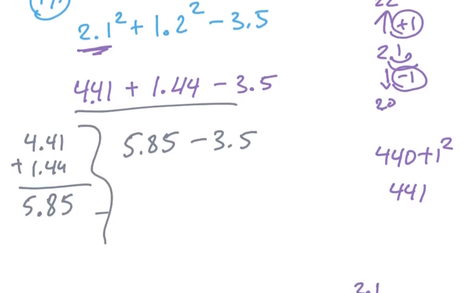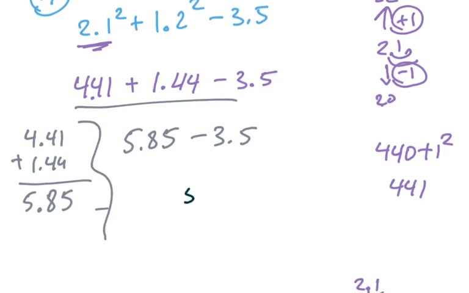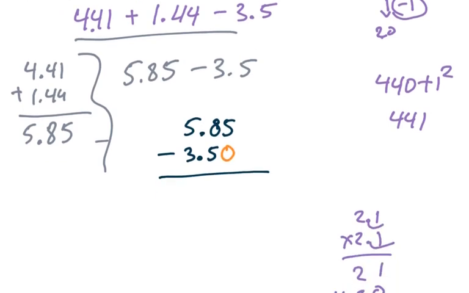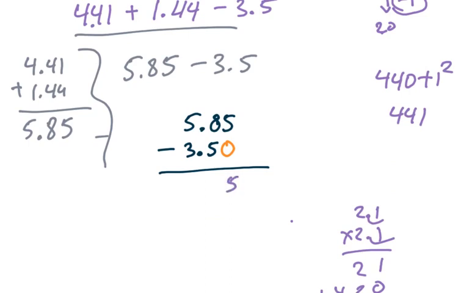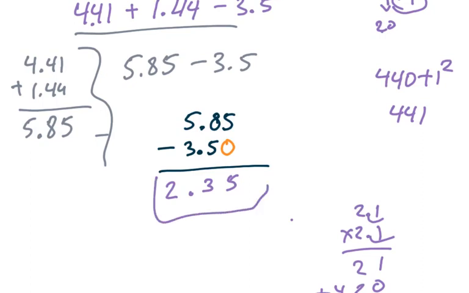Okay, so to finish it off, we have 5.85 minus 3.5. Again, I need to tack on a 0. And then we'll subtract. So 5 minus 0 is 5, 8 minus 5 is 3, 5 minus 3 is 2, and 2.35 is my answer. So there we have it. Okay, one more.